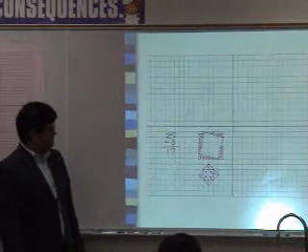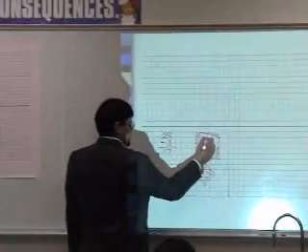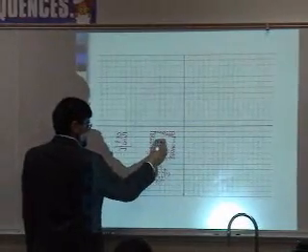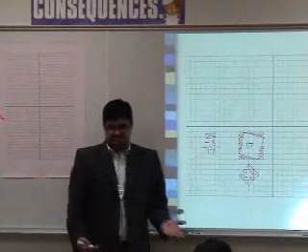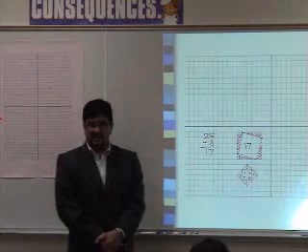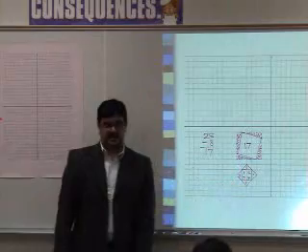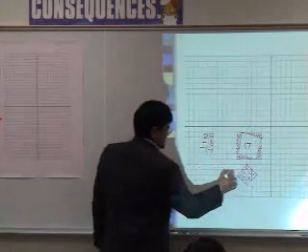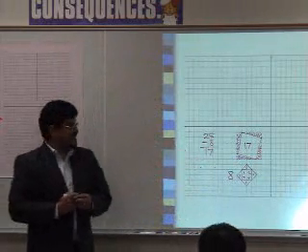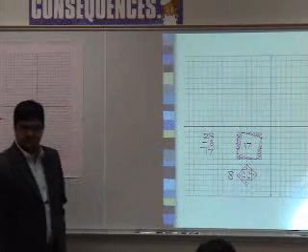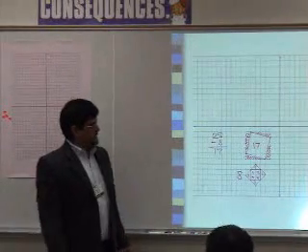So the area of this square is 17, and it's acceptable, right? How I found it. I found this one by subtraction, and this one by addition. The area of the first square is 8, the area of the second square is 17. Is everyone comfortable with that? Now, let's look at this.